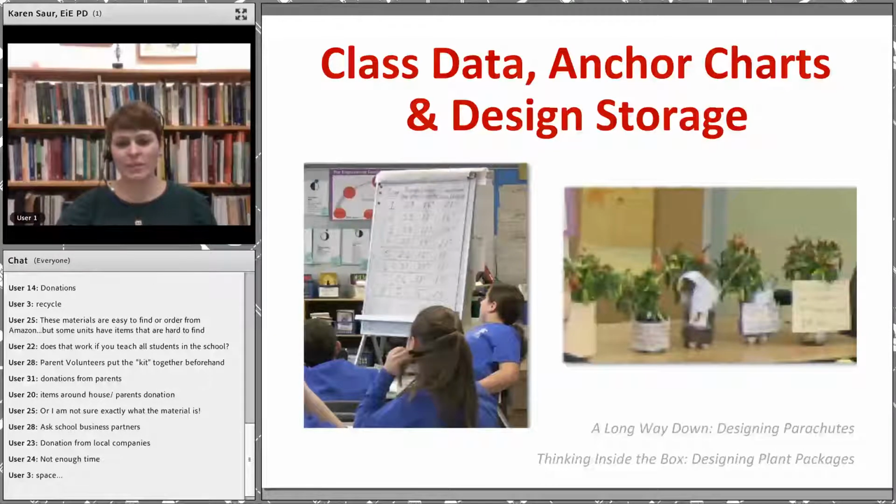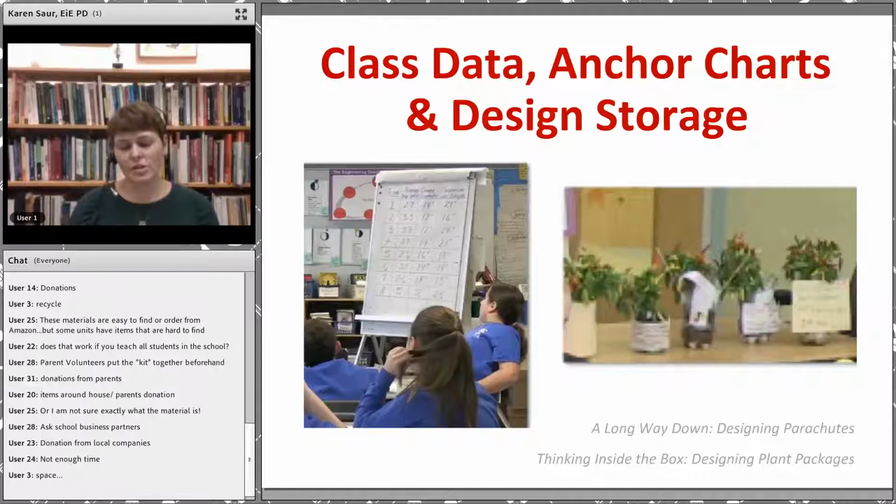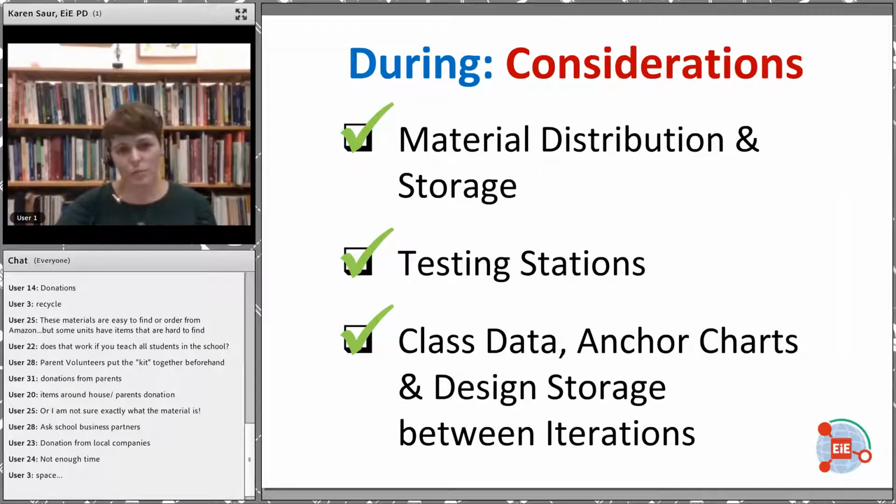So this is an example of Thinking Inside the Box, designing plant packages. And you can see they don't take up too much room, but each group has their own plant package that they've designed, and there is a live plant in it. So you need to think about where you are going to store this between the students doing their iterations and working on their designs. Some of the engineering units we have take up a lot more space, like our bridges unit. Some of them take up a lot less space, like our pollinators unit. So definitely thinking about how much space you're going to need is really important.